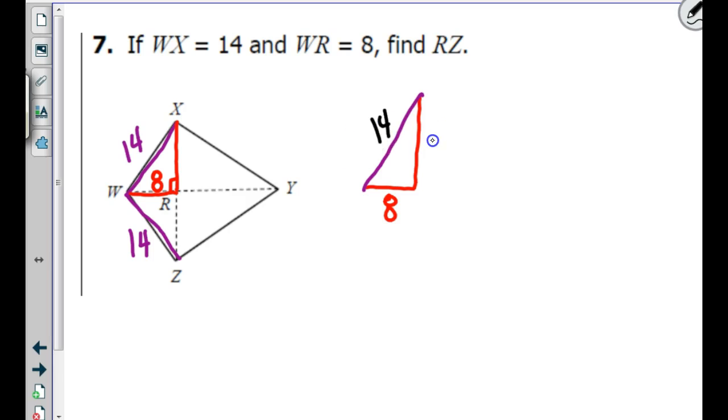And we're looking for eventually, well, they asked for RZ. So it's the same as RX. I should have drawn it differently, but I'm not going to go back and do it. This is X, so this is also X. All right, so we have a leg squared plus leg squared equals hypotenuse squared.